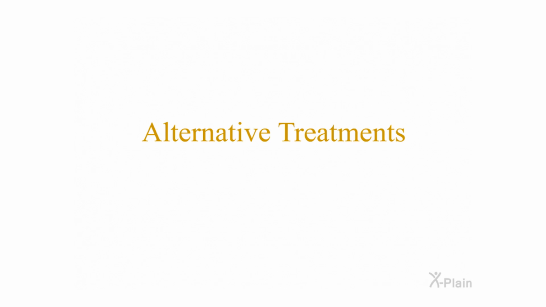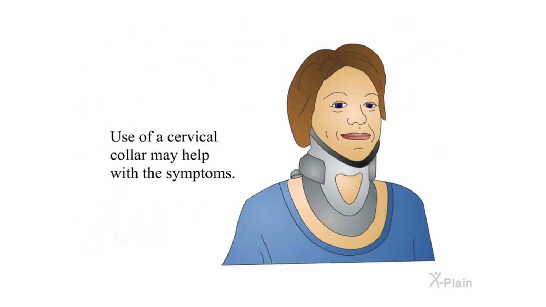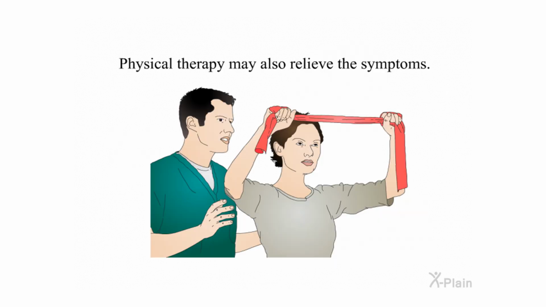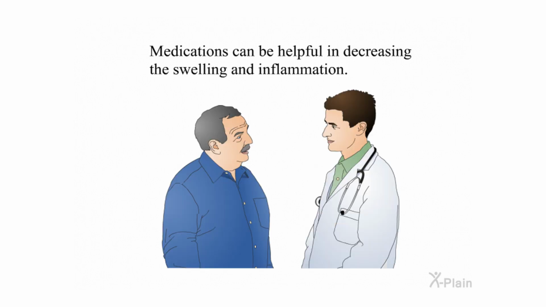Alternative treatments. The pain from this condition is usually worse when moving the neck from side to side or up and down. Resting may help to reduce the pain. Use of a cervical collar may help with the symptoms. Physical therapy may also relieve the symptoms. Mild traction could also be used. Medications can be helpful in decreasing the swelling and inflammation.